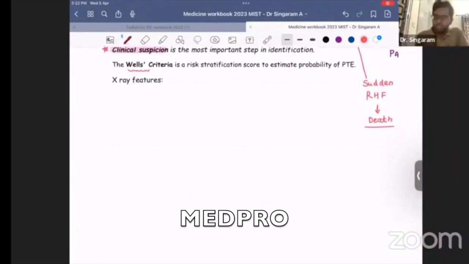What is it? X-ray, please remember this first point, it is non-specific. You cannot diagnose pulmonary embolism with the X-ray. Second thing, X-ray is usually normal in a patient with pulmonary embolism. That is the point which I wanted to convey.